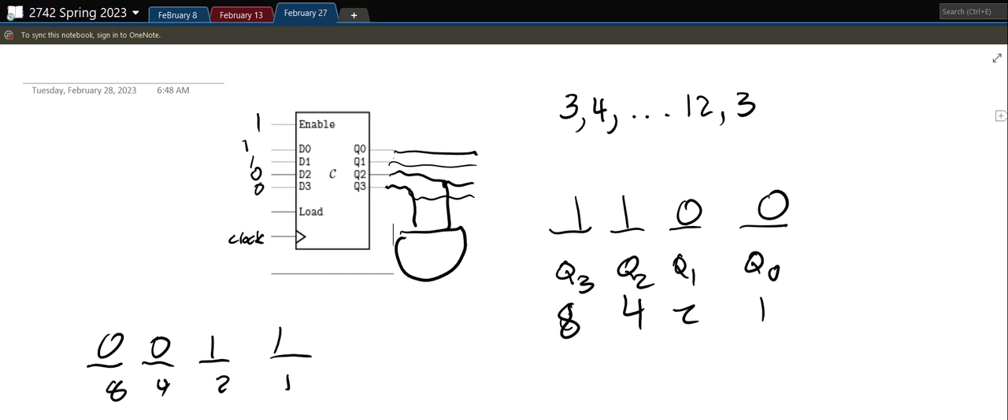Let's go on. And when those are both 1, then it'll detect 12 and it will go on. Alright, so that's that one.